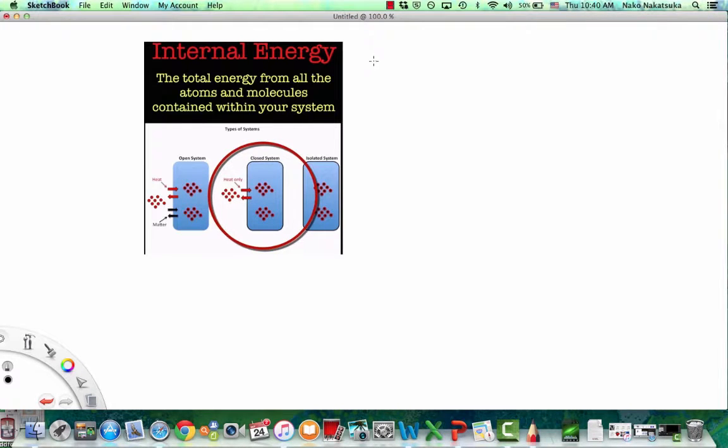So now let's talk about internal energy, which is given the sign U, and it's another state property. Remember we talked about enthalpy before, which was a state property, so is internal energy. And this represents the total energy from all the atoms and molecules contained within your system. Changes in internal energy are a function of the initial and final states, just like when we talked about enthalpy, since it's a state property. So delta U is going to equal U final minus U initial.